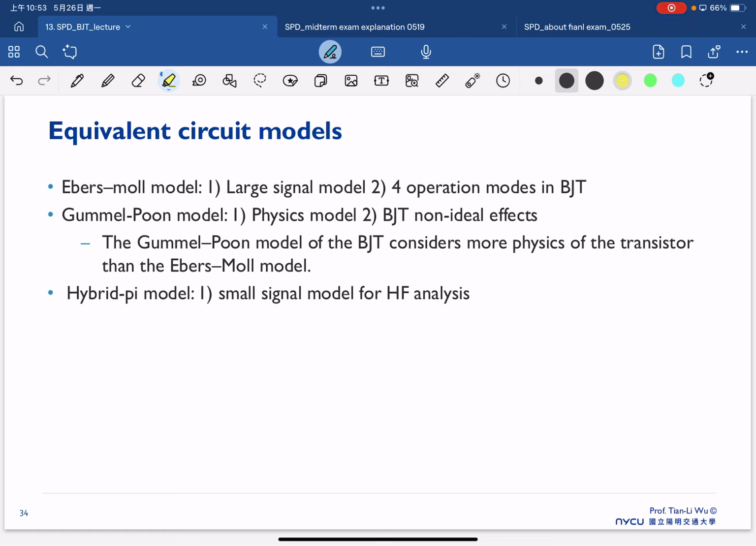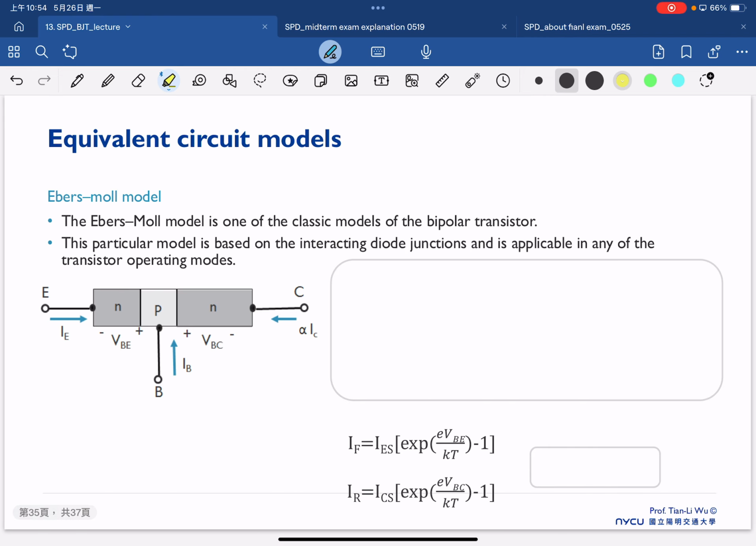So we have three different models. One is the Ebers-Moll model, one is the Gummel-Poon model, and one is the hybrid pi model. Each model has several advantages and several disadvantages. None of the models is comparatively better than the others. That would depend on our application. So here, I just want to quickly show that the most important one is the Ebers-Moll model.